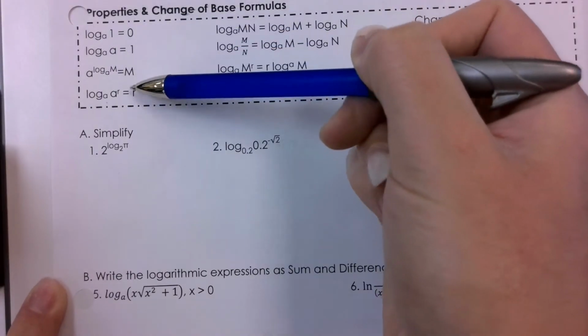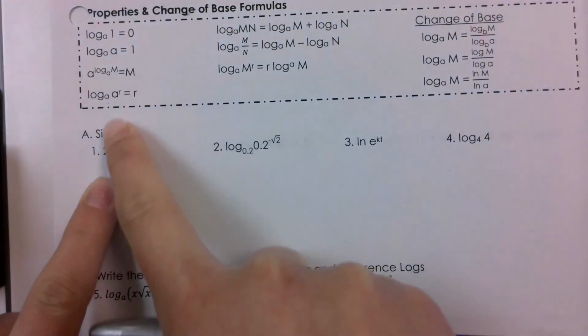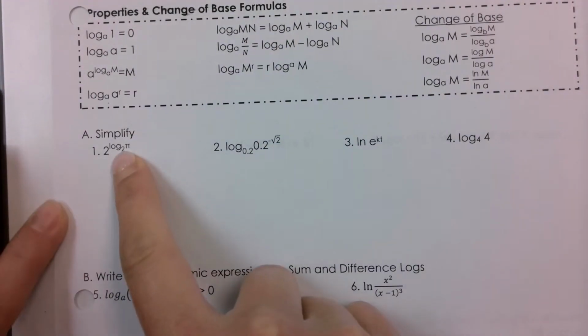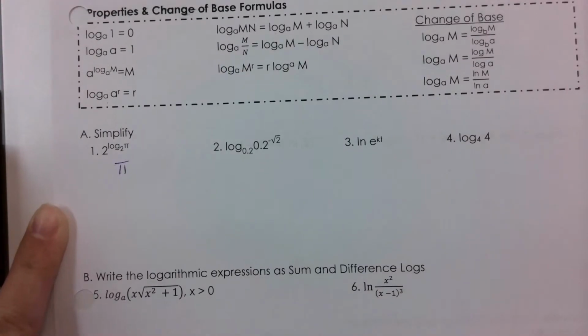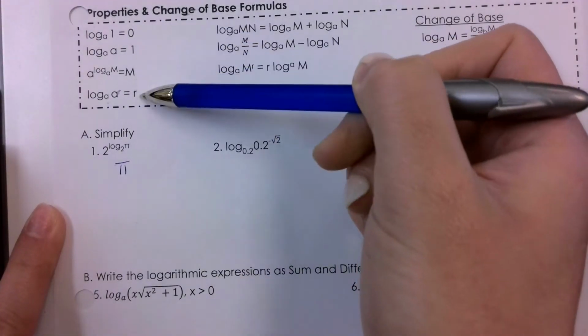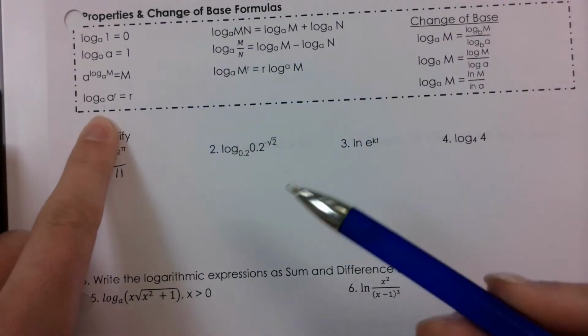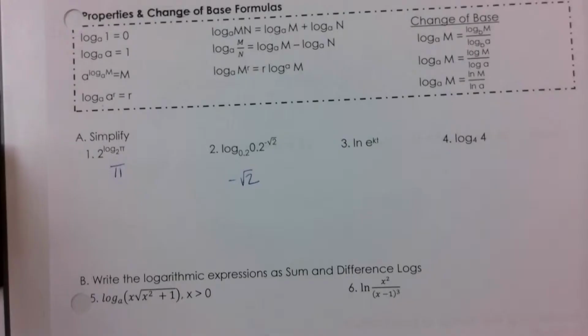All right, so for the first one, this looks like which one of these? Option 1, 2, 3, or 4? Option 3, right? So since these numbers are the same, what's going to drop out and be our answer? Pi. Is that okay? All right, looking at number 2, does this one look like option 1, 2, 3, or 4? Option 4, so your exponent drops out to be your answer, so negative square root 2. Is that okay?